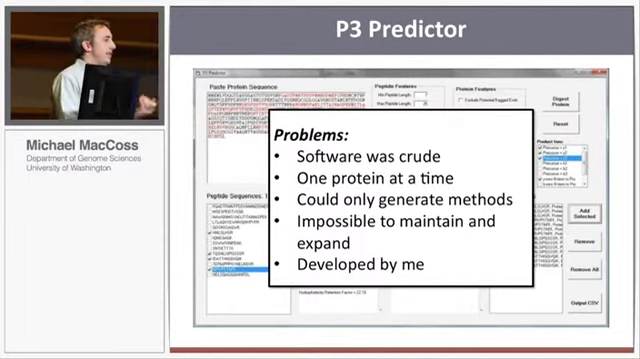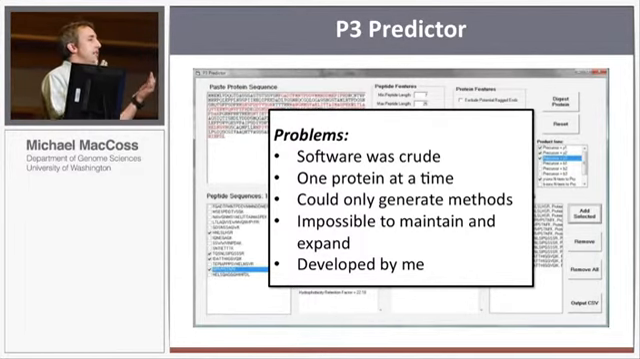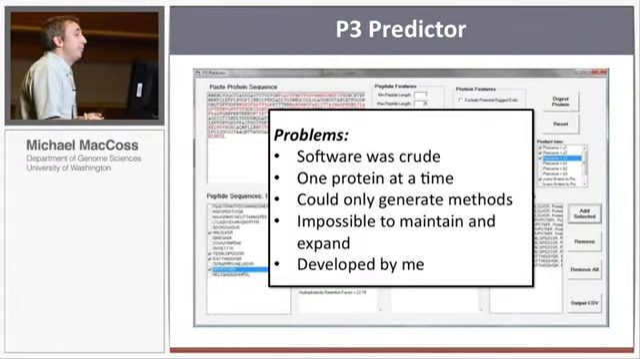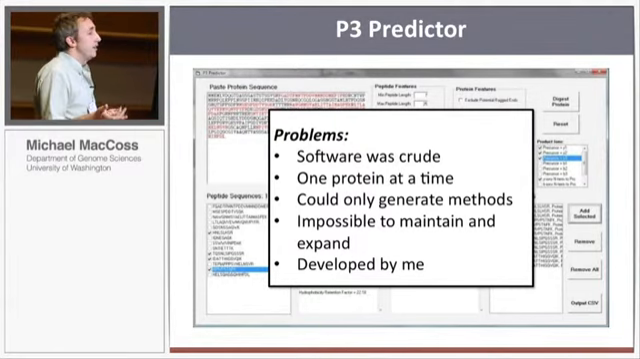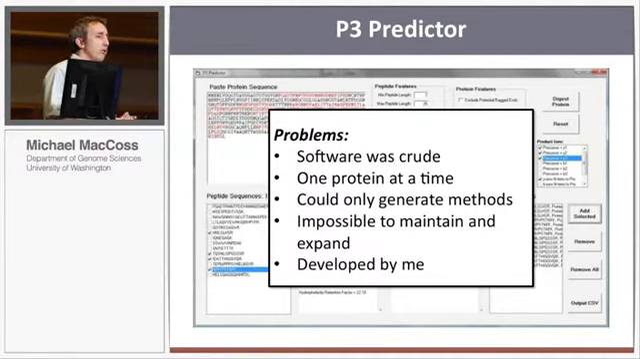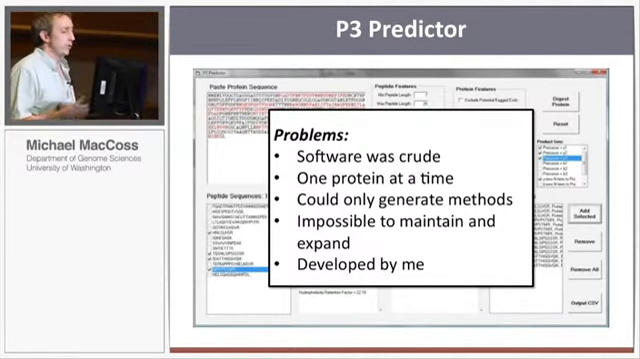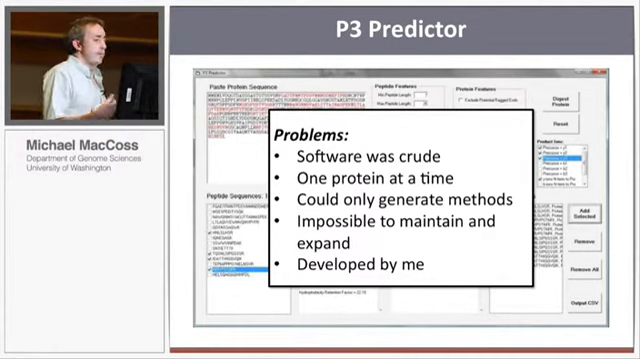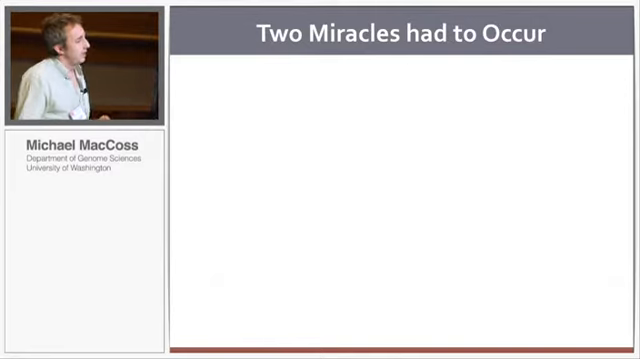It could only generate the methods, and we knew at some point in time we had to link up generating the methods with the measurement of the results. It would be completely impossible to maintain, and it was developed by myself, and I'm definitely not a programmer. While I can write some basic programs and understand what our software engineers are doing, it definitely was not developed at a level in which I knew that this could be maintained and used regularly.